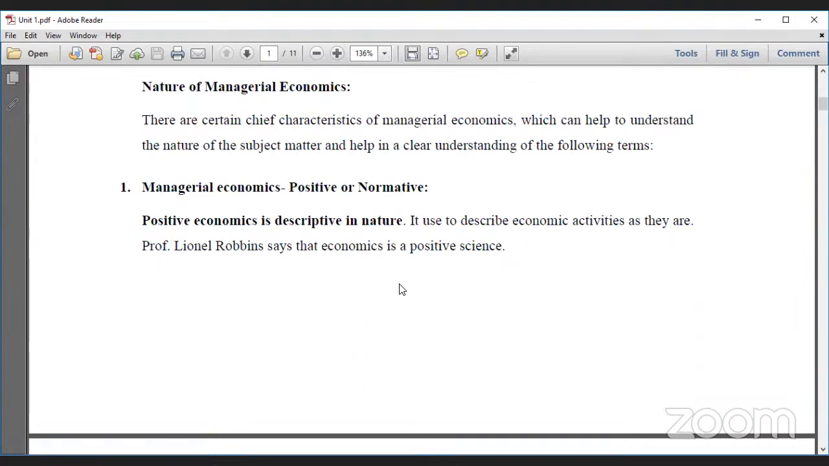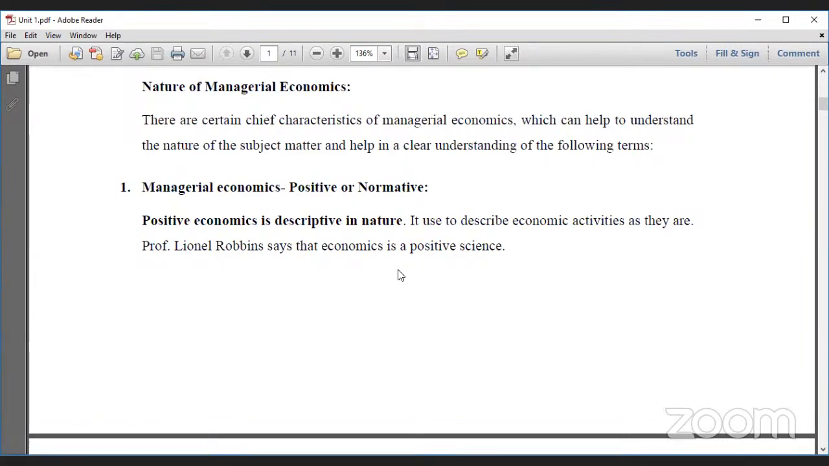Okay. Then there are some features of managerial economics. For example, managerial economics is normative. What is the difference between positive economics and normative economics? Positive economics says what is. If we see that there is unemployment, poverty, inflation, recession or depression, then simply stating that this is happening is positive economics.